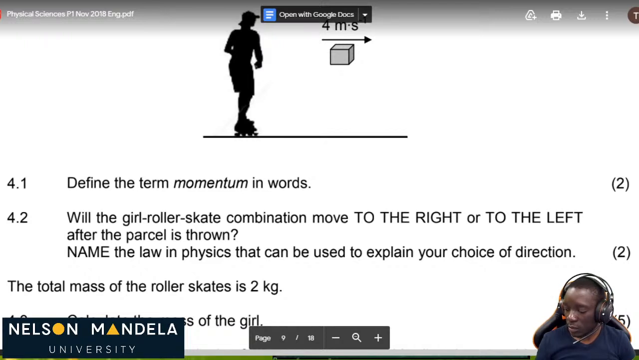So the girl and the roller skates will move to the left, and this is explained by Newton's third law. It's the third law. Okay, so far so good.